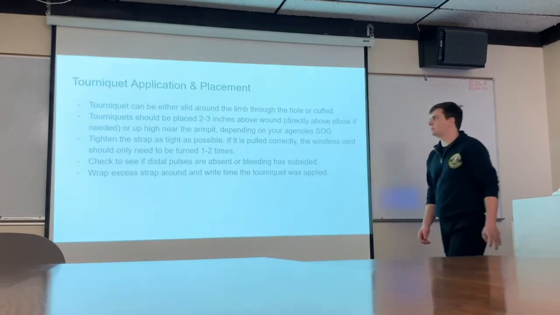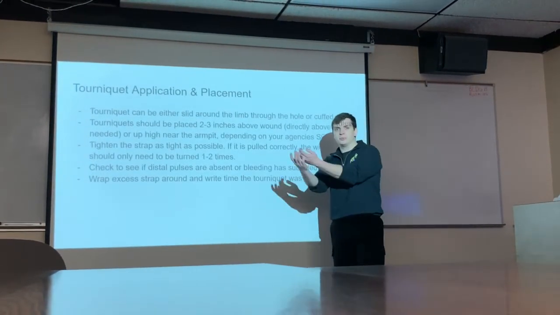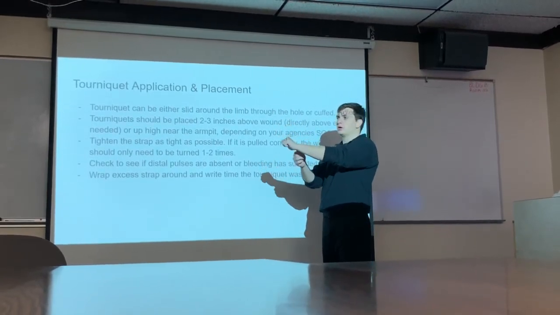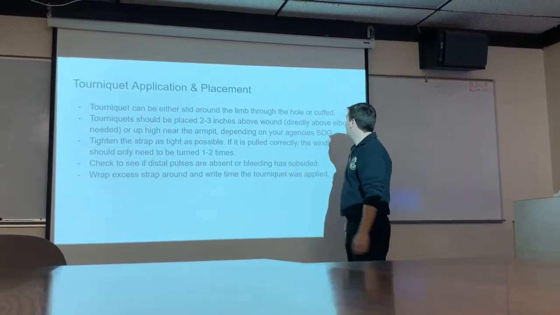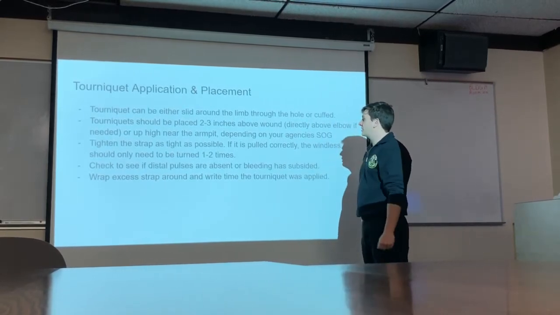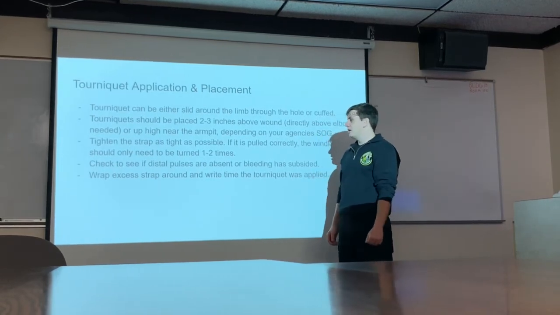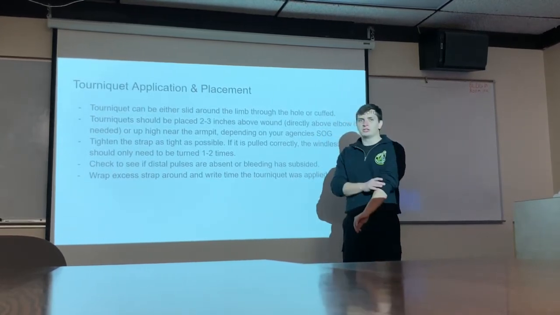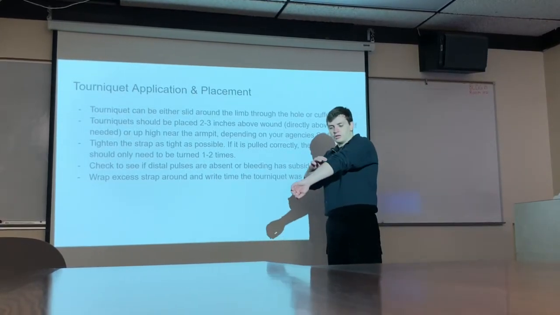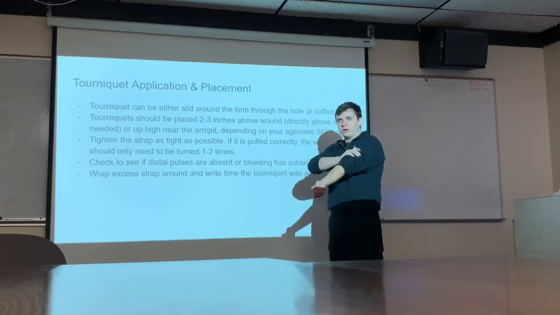So, tourniquet placement and application. A tourniquet can either be slid on the arm, kind of like a big ring, or it could be looped through, like a cuff, I guess would be a better way to say it. Your tourniquet should be placed 2 to 3 inches above where your bleed is, if your joint is not in the way. So if you had a cut right below your elbow, you want to go right above your elbow.